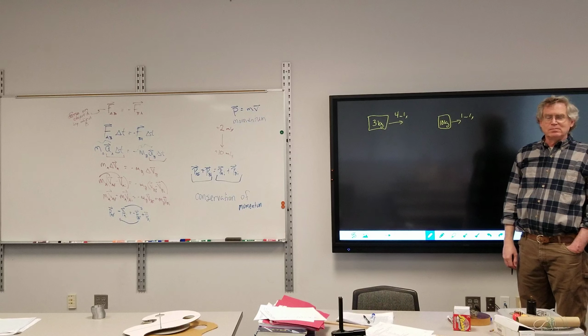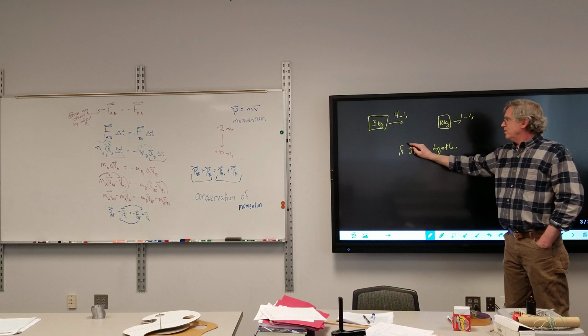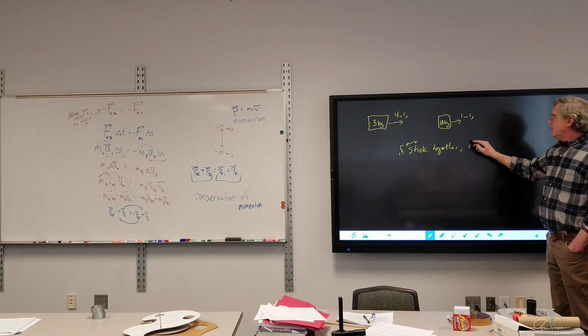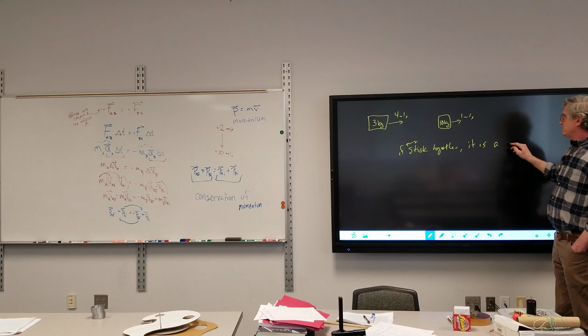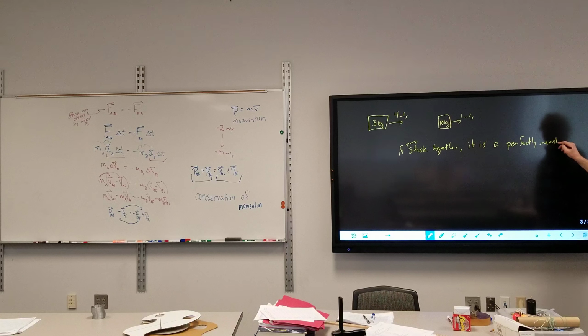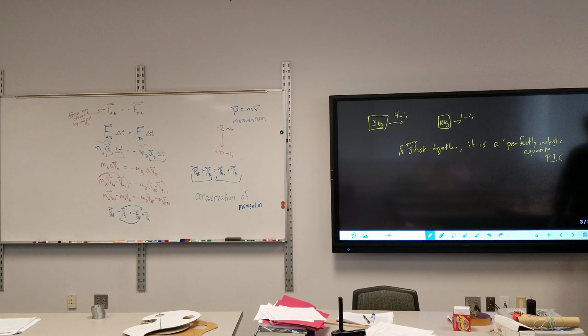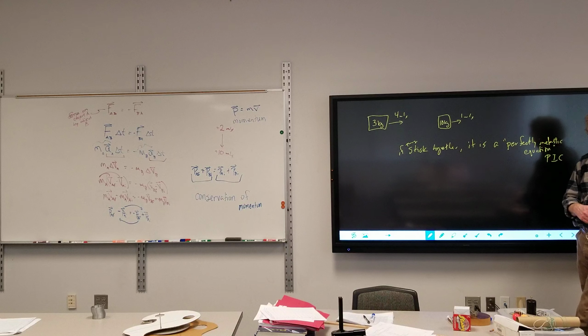If they stick together, it is a perfectly inelastic collision. I often will just write that as PIC. If you see perfectly inelastic collision, they're going to hit and stick together. We can now predict how fast they will be going after the collision.